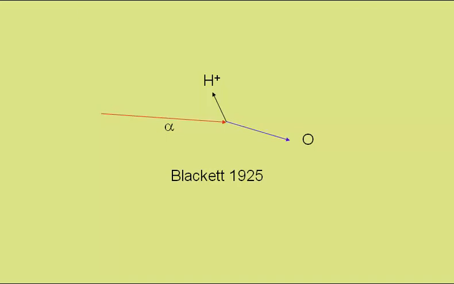This is a diagram of that interaction. The alpha particle comes in from the left, hits the nitrogen atom, which turns into an oxygen atom, leaving off in this direction, with the hydrogen nucleus, or proton, leaving in this direction.